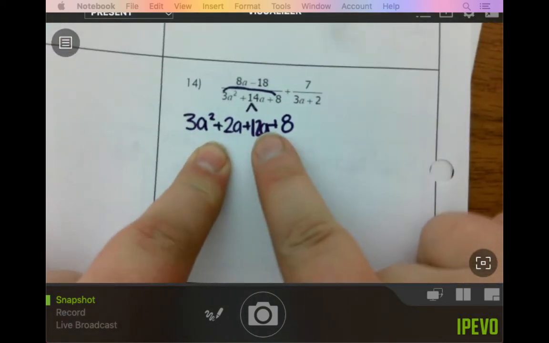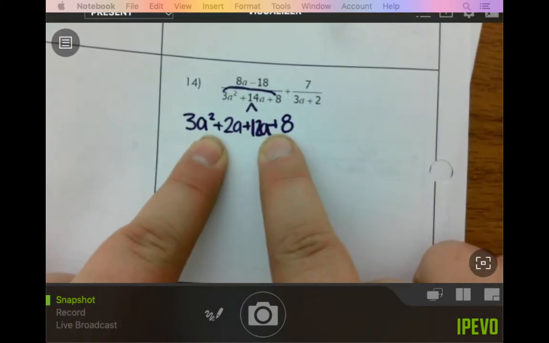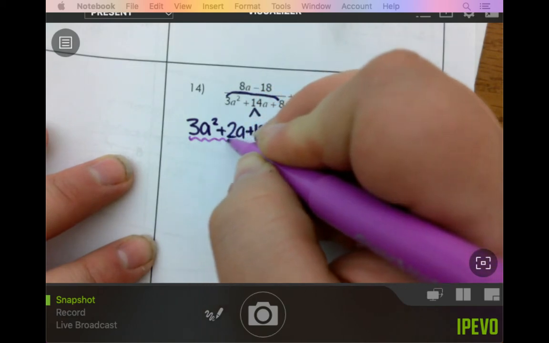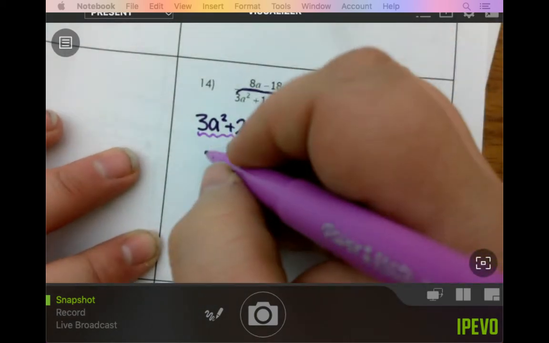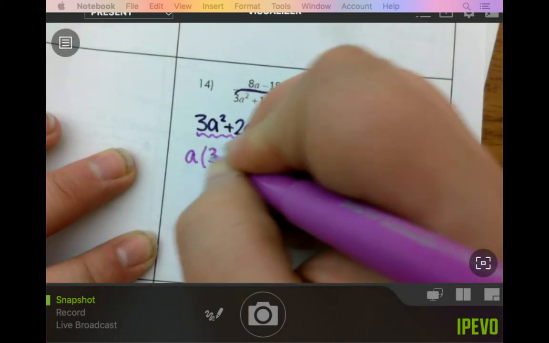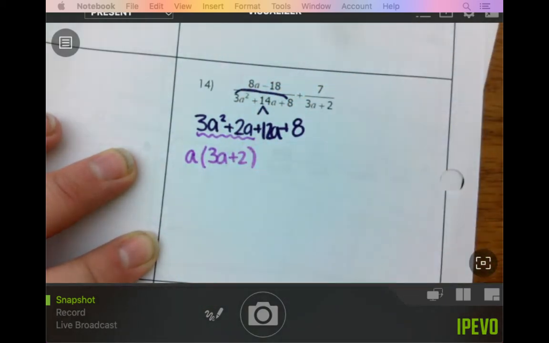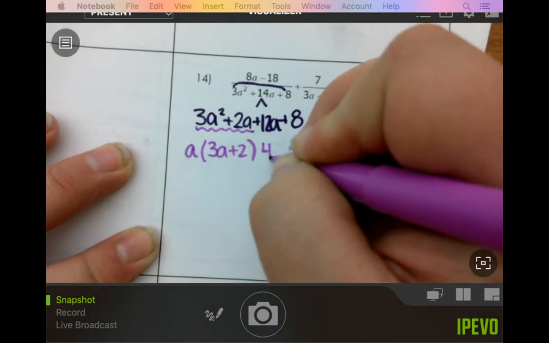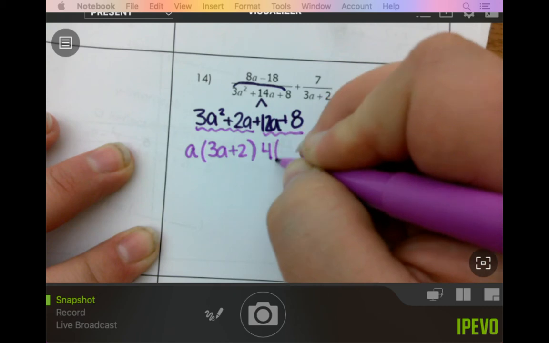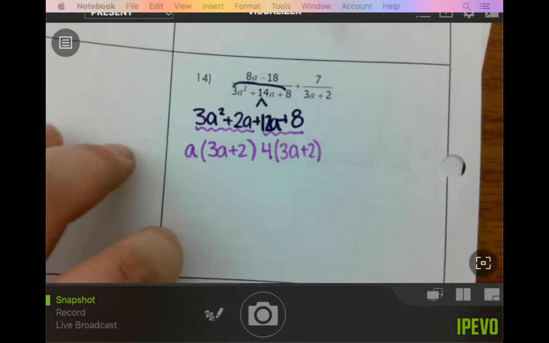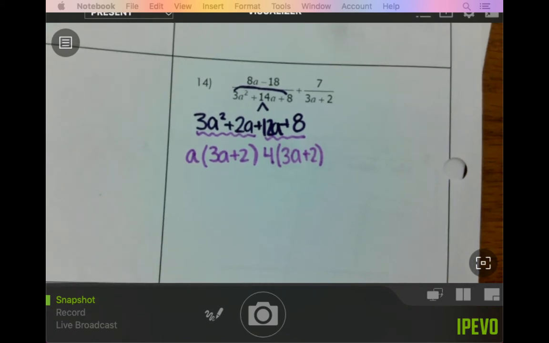So that's 2a plus 12a in the middle. Then you have to split it up and say, okay, what can I find that goes into these two? And that is a. No numbers, just a. Leaving you with 3a plus 2. And then in the second half, you can divide them both by 4 over here. And you have 3a plus 2 left again, which is supposed to match.